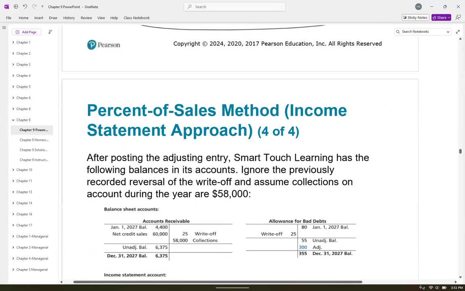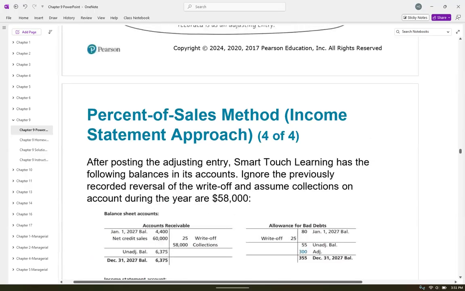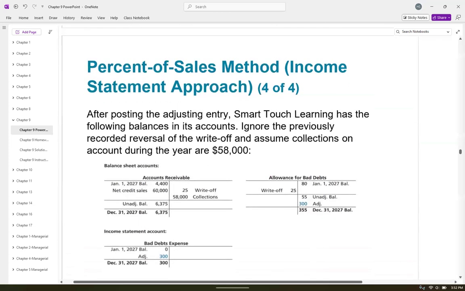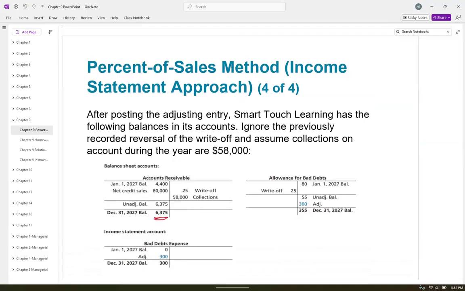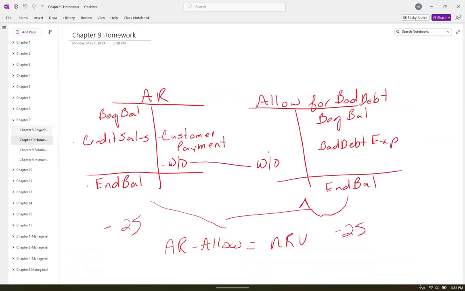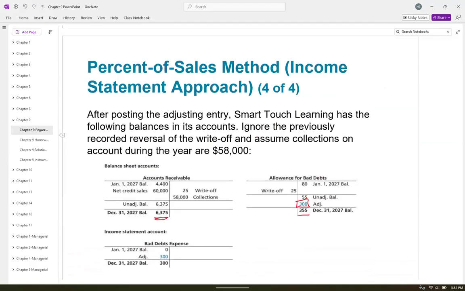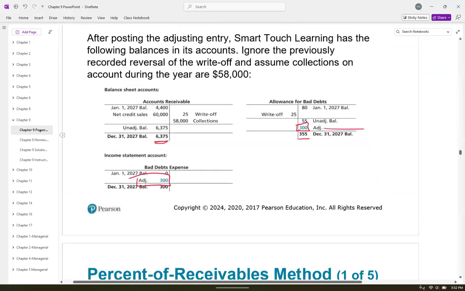Okay, they are going to show us in T accounts. They said after posting the adjusting entries, Smart Touch Learning has the following balances. Okay, so they had an ending of 63.75 for the accounts receivable, ending in the allowance account of 355. Notice that 300. Remember, these are the T accounts that I just showed you right there. They're just a little prettier than mine are. That $300 came down here because we debited bad debt expense and credited the allowance for doubtful accounts.